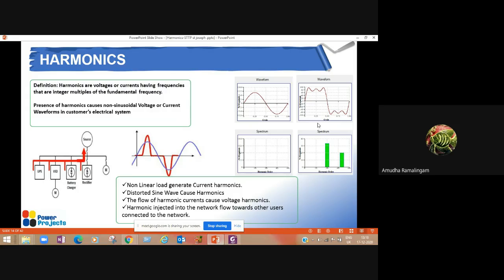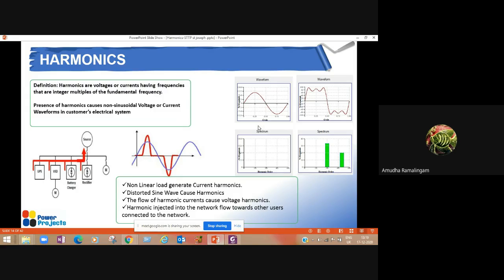Once the sinusoidal waveform is not maintained, we can say the waveform is distorted. So this is nothing but harmonics. Once the waveform is sinusoidal and pure, we will not have any spectrum; the distortion will be zero. But once you have a third harmonic or fifth harmonic, it will distort your waveform like this. Apart from your fundamental frequency, that is 50 hertz, you will have multiple frequencies like the third harmonic, fifth harmonic, seventh harmonic, etc. All those harmonics will be present in your system based on your load.